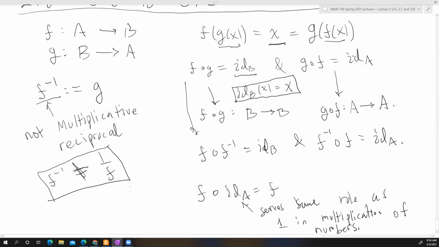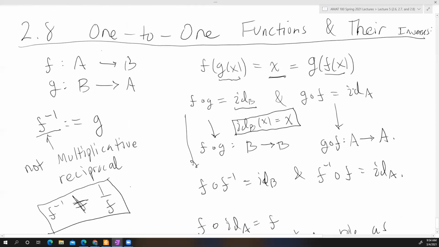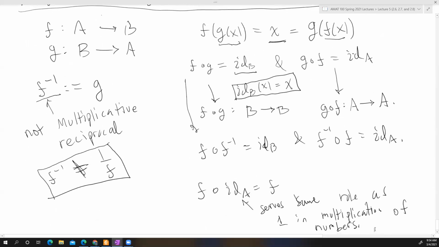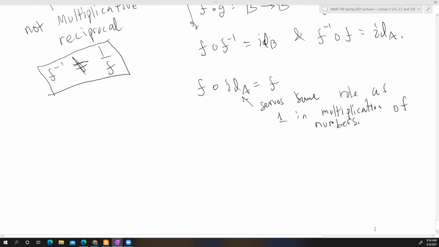And so it turns out that not every function is invertible. That is, it does not have an inverse in the sense that I'm outlining here. It turns out, though, that all those functions which are so-called one-to-one are invertible. And so let's look at this class of functions, these one-to-one functions.